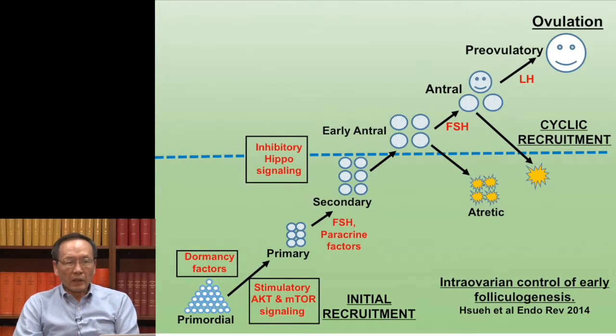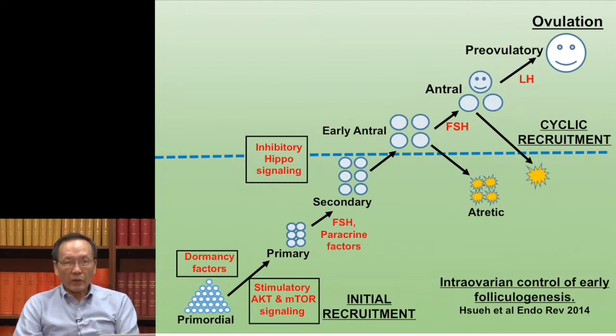In this slide, you can see that the ovarian follicles come from the left-hand bottom corner. Those are the primordial follicles. The primordial follicles start to grow and become primary, secondary, and eventually reach the early antral follicle. Most of the follicles at the early antral stage actually undergo atresia or apoptosis.